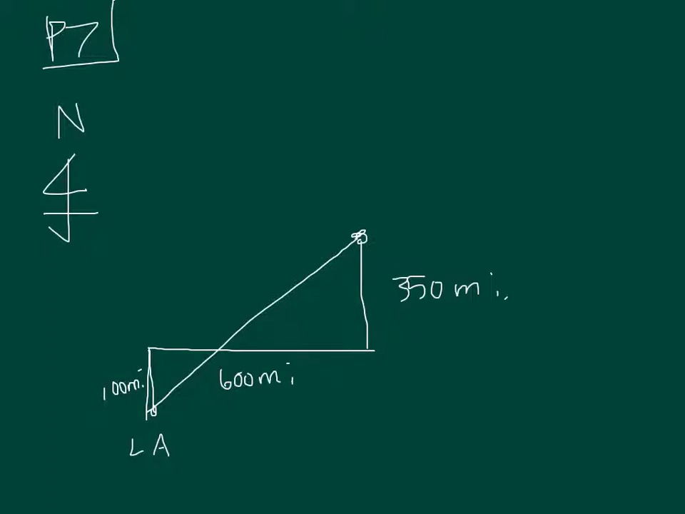So the hint here is you can actually make a triangle like this. Starting from LA, go to the east and travel 600 miles, and from that point you can go to the ending point right away. That's going to be the straight line, and it makes a triangle. It makes right triangles, so we can use the Pythagorean theorem from here.